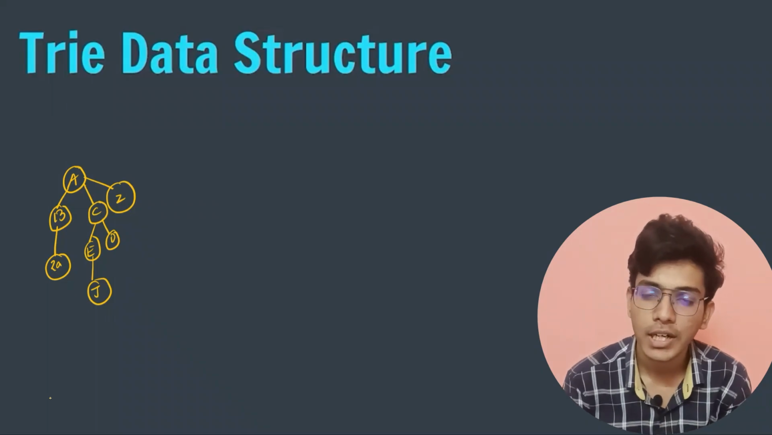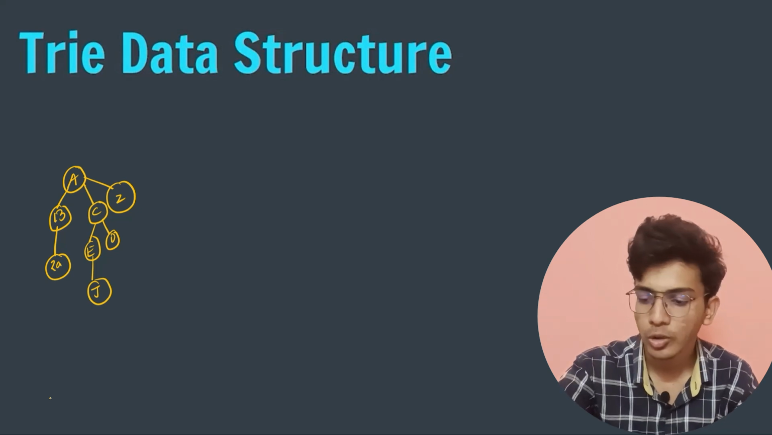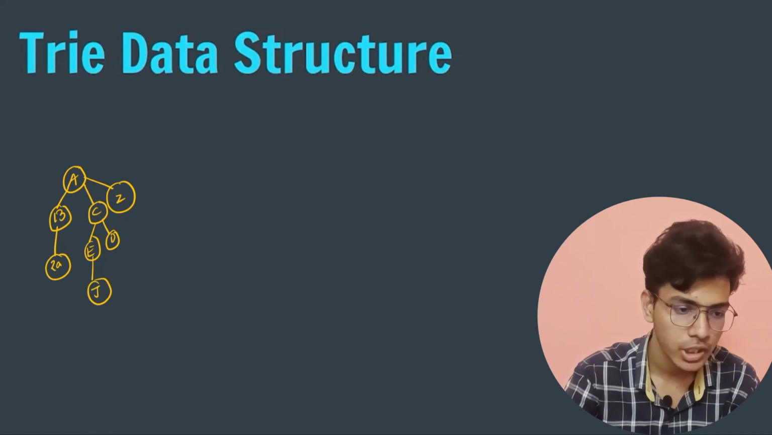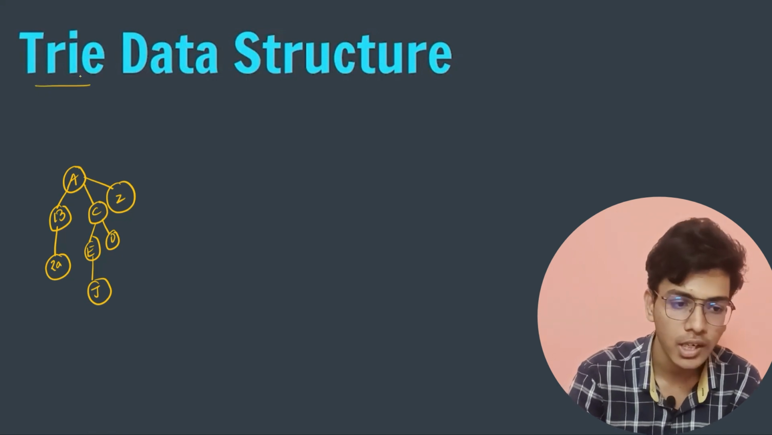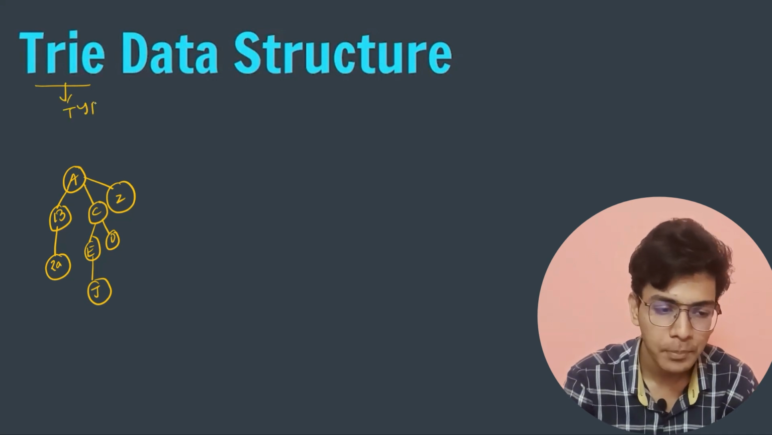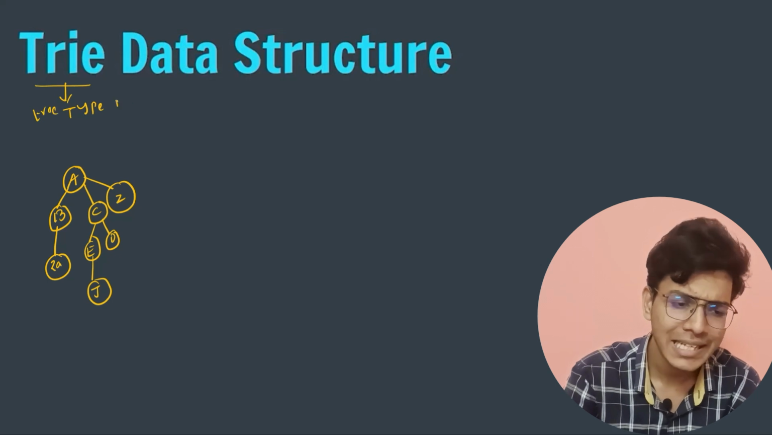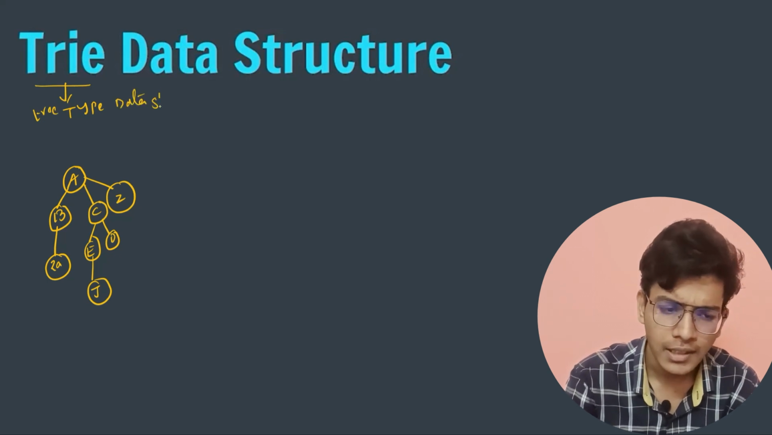Hello everyone, now we are going to start our next chapter, and the name of the chapter is trie. Trie is a new data structure which we are going to study in this session. You can consider trie as a type of tree. It is a tree type data structure.